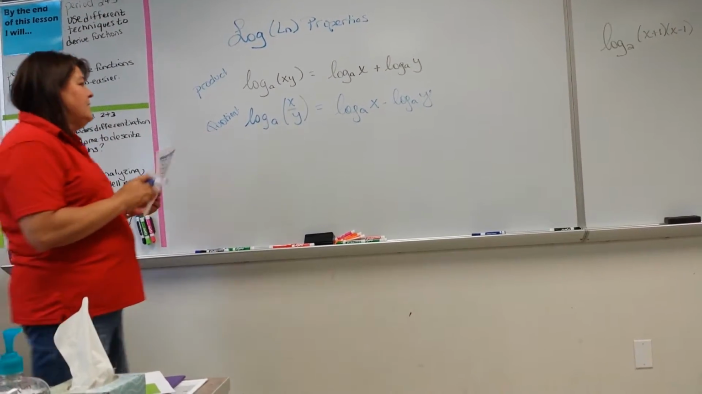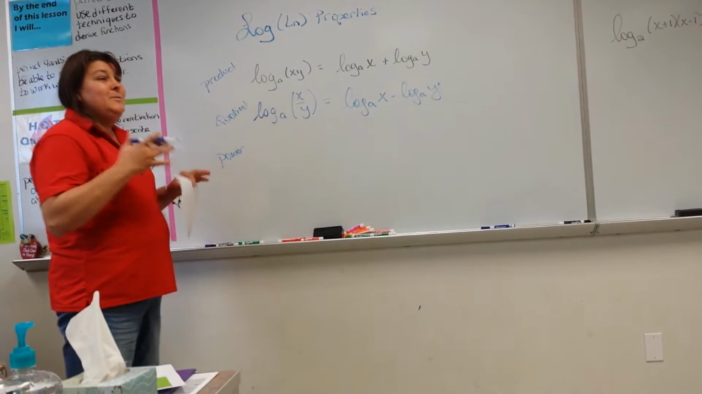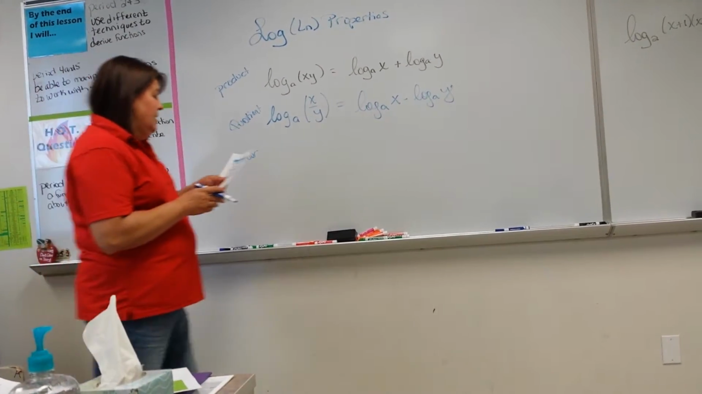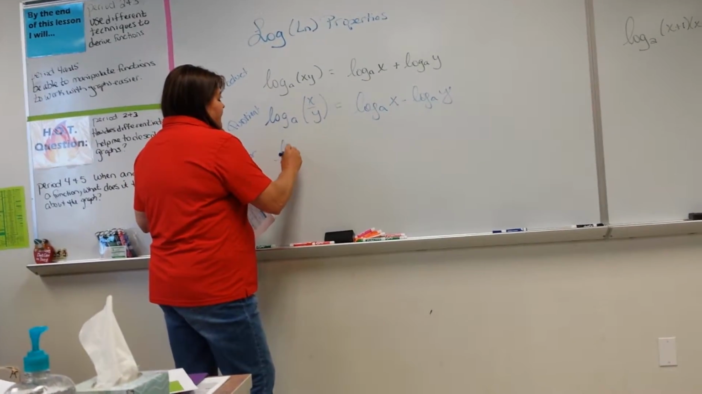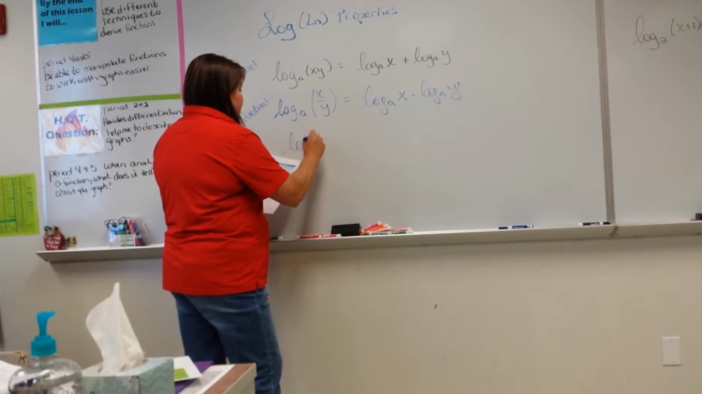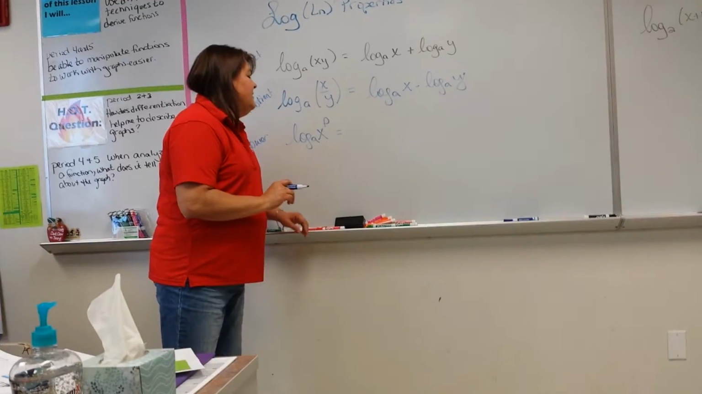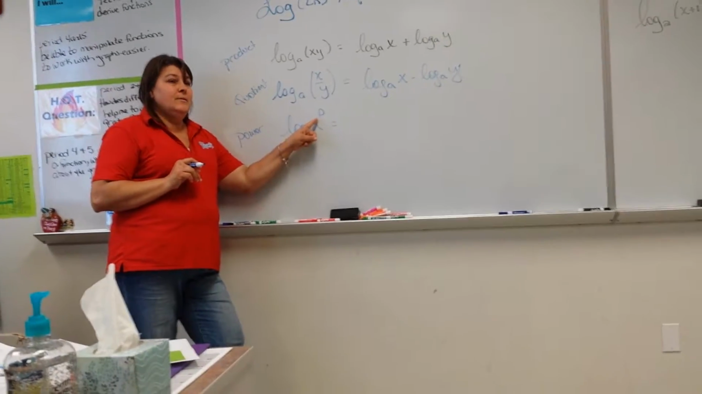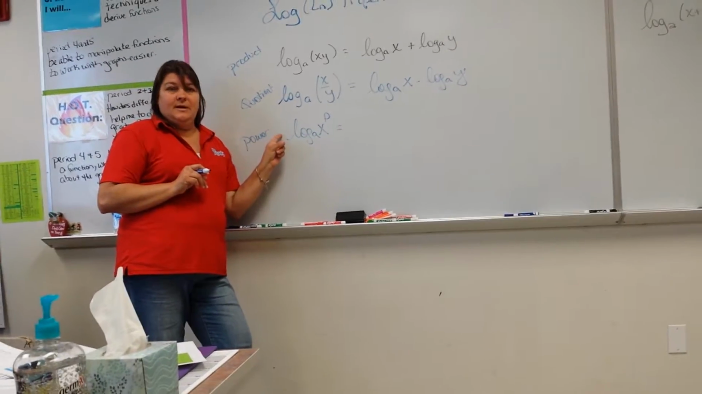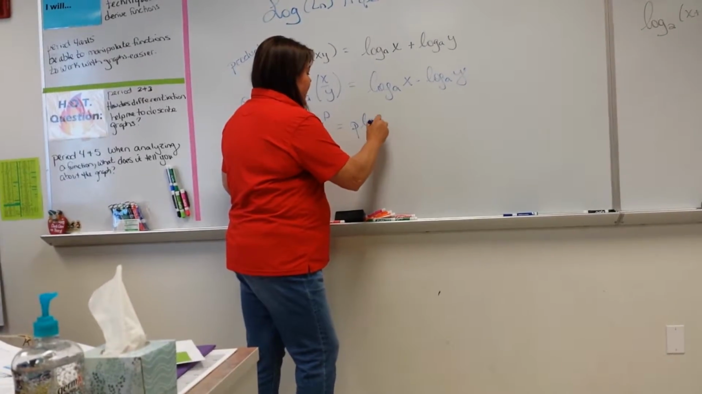Okay, the next one is called the power rule. Not to be confused with what we do with derivatives, okay? These are just basic log rules, okay? So if I have log of ax to the p, okay. What it's telling me is anytime I have a power, like p in this case, I can take that and bring it to the front and rewrite it. So this would be p log ax.